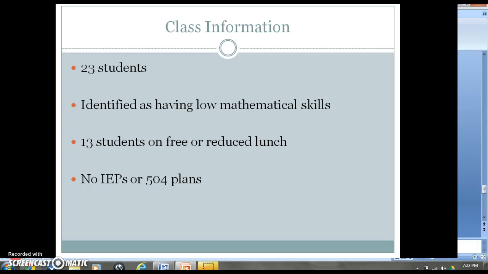My particular class is a little bit different than the demographics at the high school. My Algebra 1 class is comprised of 23 students. These students have been identified as having low mathematical skills. 13 of the students are on free or reduced lunch. There are also no IEPs or 504 plans. Due to the low-level mathematical skills in the class, for the last part of class there is a co-teacher to help with individual student needs.